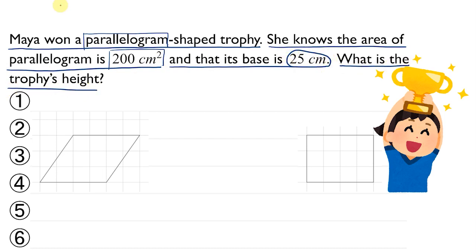First of all, let's try to explain a few words. This shaped means 呈什么样子的形状。For example, instead of parallelogram shaped, if it's rectangle shaped, then it means the trophy, that's this picture here, will look like a rectangle.